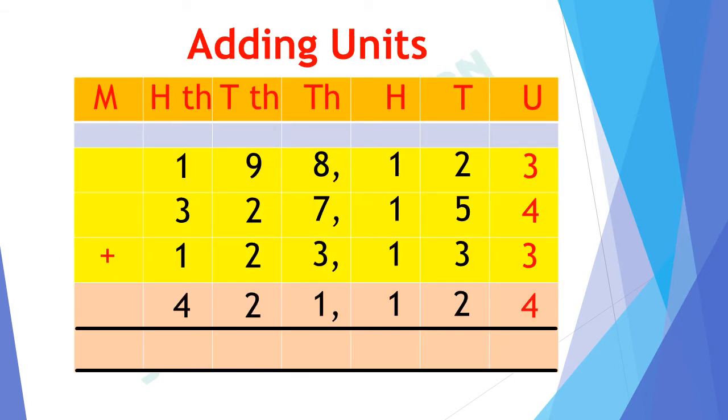He has been given a target to sell mathematics, English, story and dictionaries books. We will add all of them. We start from units. First of all we will add 3 and 4. In 3 if we add 4 we get 7. In 7 we will add 3, we get 10. In 10 we will add 4 and we get 14. We will write 4 in the units column and we will carry forward 1 to tens.